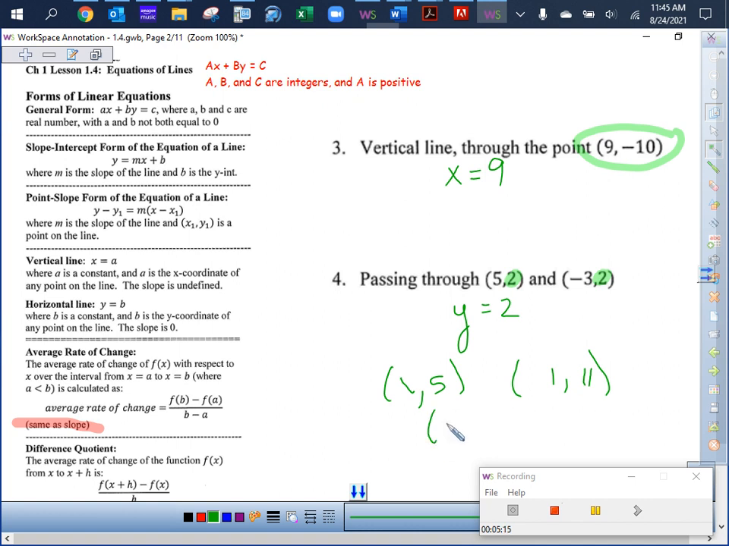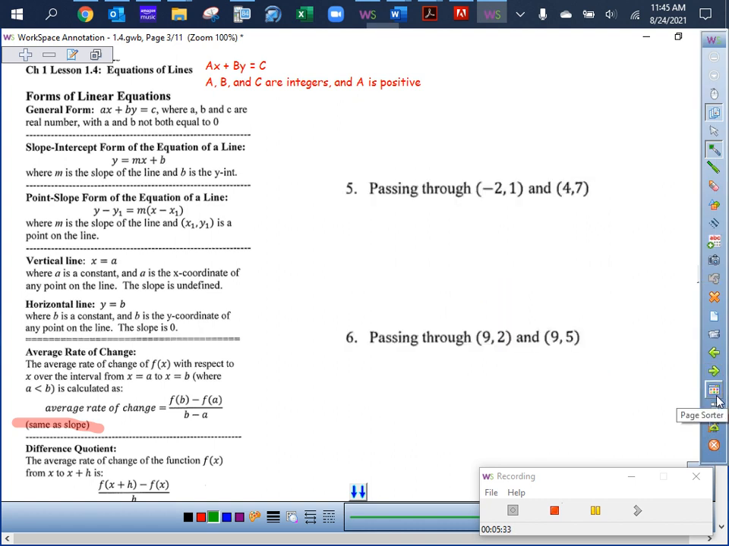How about these two? 2, 3, and 5, 11. Can you tell if that's horizontal? Is it horizontal? Nope, the y's aren't the same. Is it vertical? Nope, the x's aren't the same. So you'd have to go through some work to write the equation of that line, which I assume we have to do next.